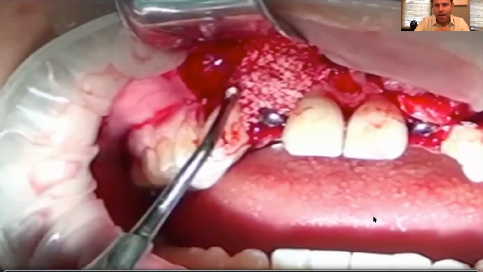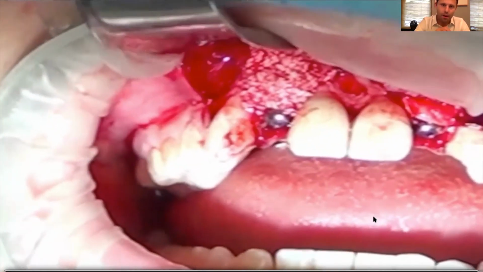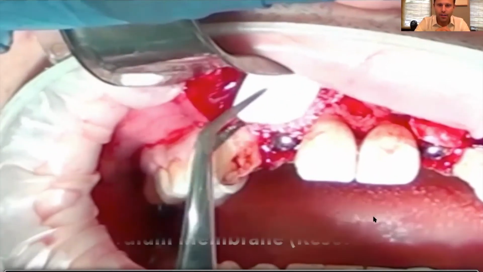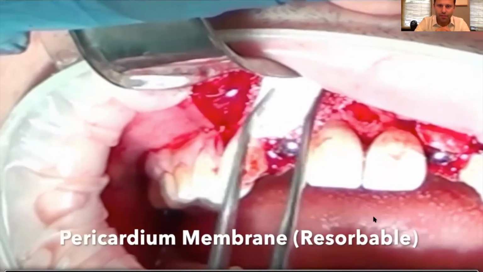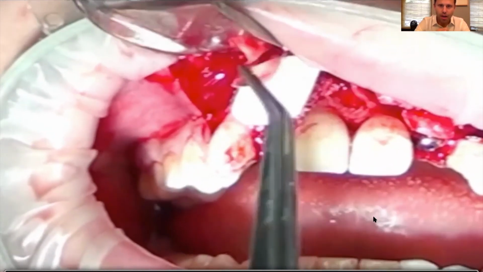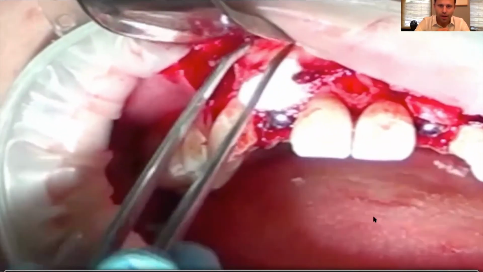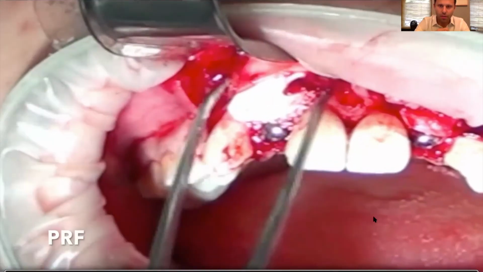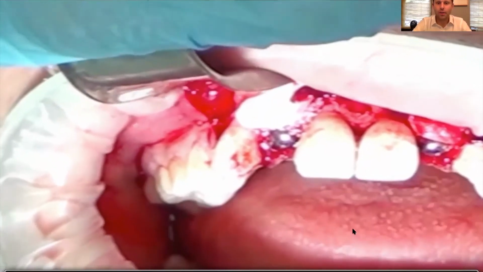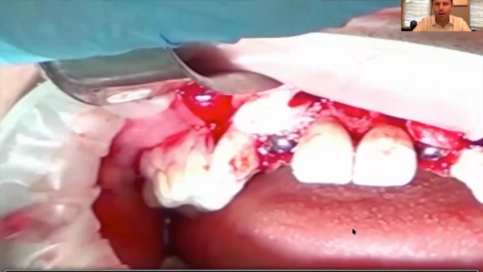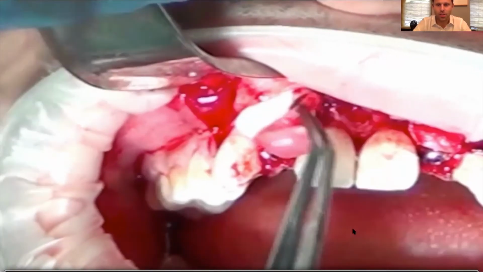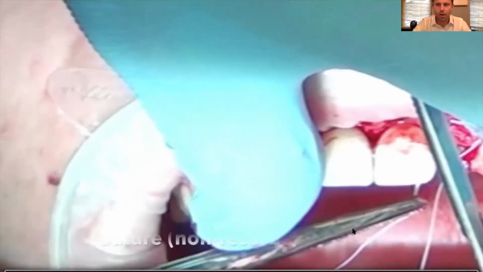Then you follow the exact same protocol on the opposite side: put a pericardium membrane, followed by PRF to cover the area where the implant is. Now we're going to keep the membrane held down there with a PRF membrane. You can't just do this without PRF. You really need PRF. You can't do this without a pericardium membrane, a resorbable barrier, because you want to protect the bone from the tissue to make sure that you don't have resorption. All of these are really important.